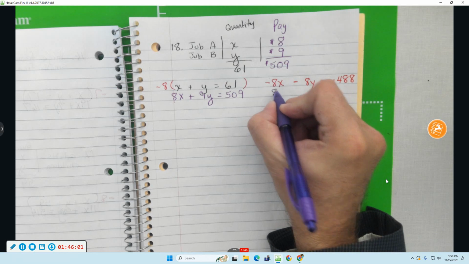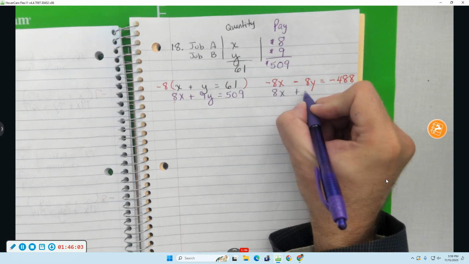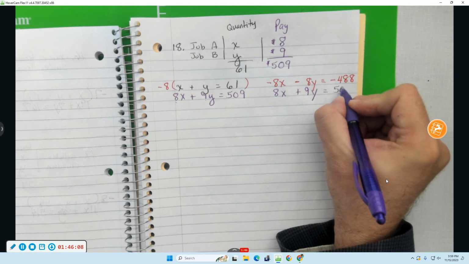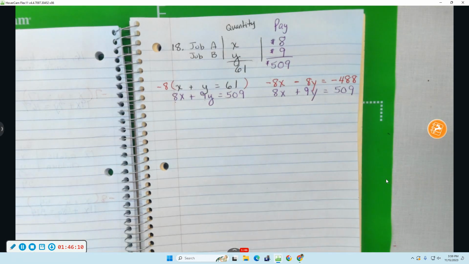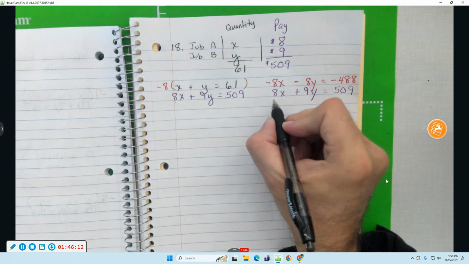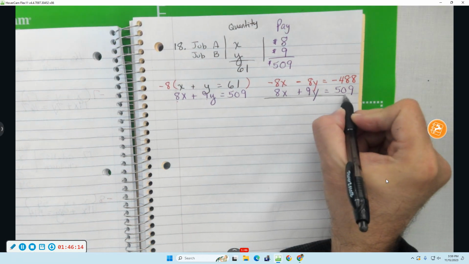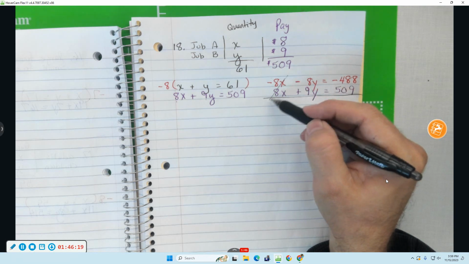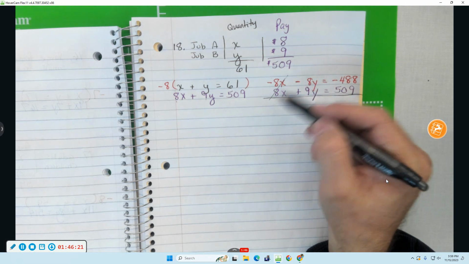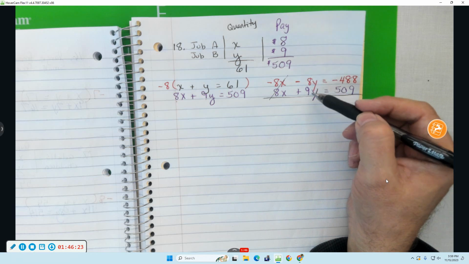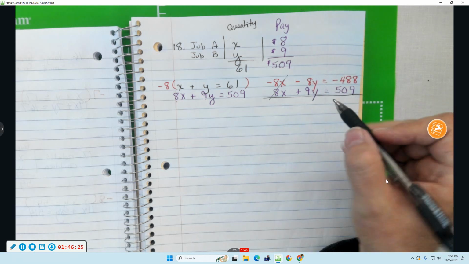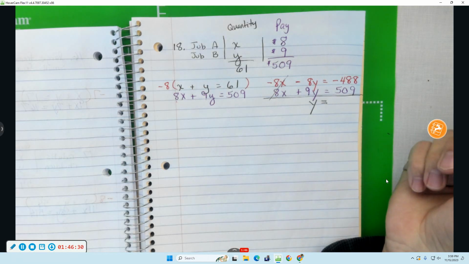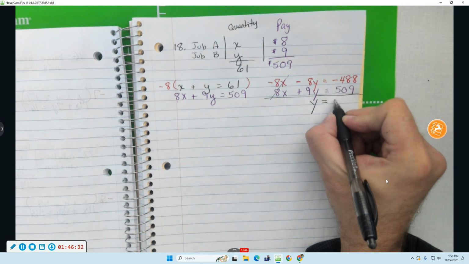And we copy the other one. And this is going to work out really nice, isn't it? And I add vertically. The 8x's are being eliminated. Negative 8y plus 9y. That's just y equals 21.